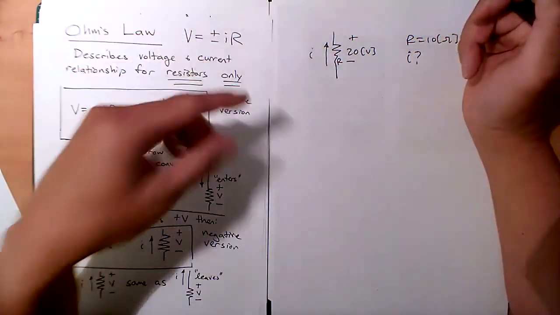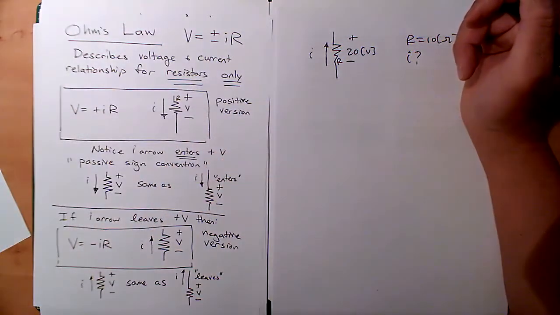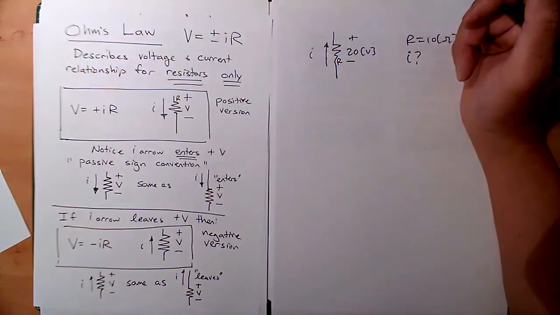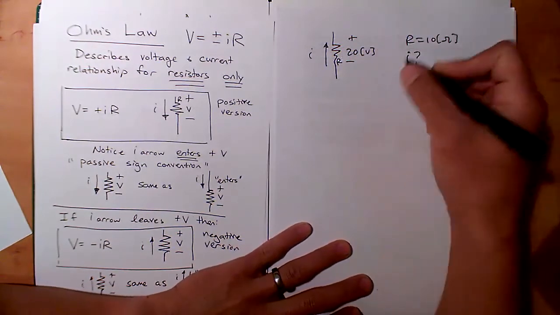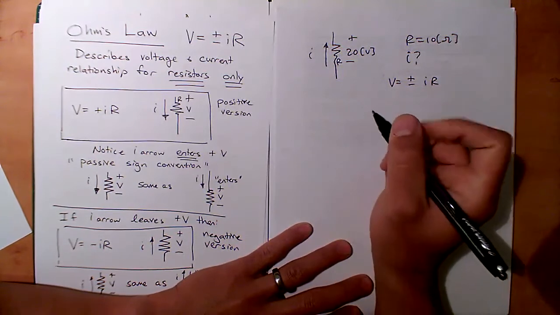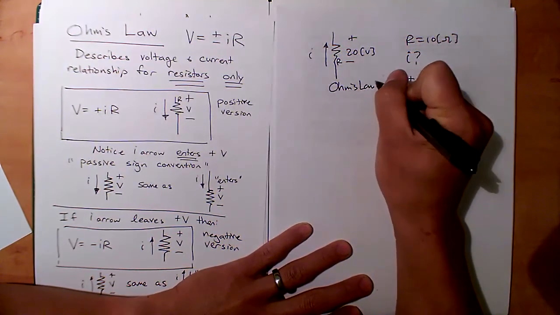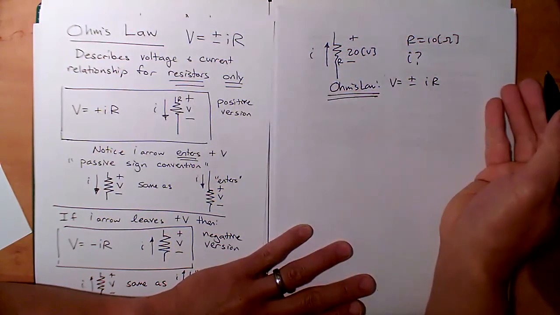Now, this allows you to just blindly follow these rules and get a number, right? And what I'm hoping is that the theory matches your intuition. You always want to be checking that. All right, so let's look at what's going on. We're going to write V equals plus or minus IR. And what I want you to get in the habit of doing is on your tests and your homeworks, I want you to write the law, Ohm's law. Boom, Ohm's law. Okay, V equals plus or minus IR.